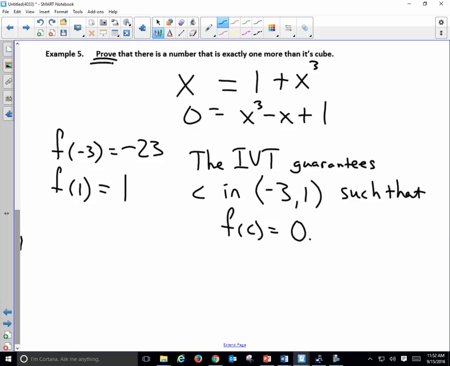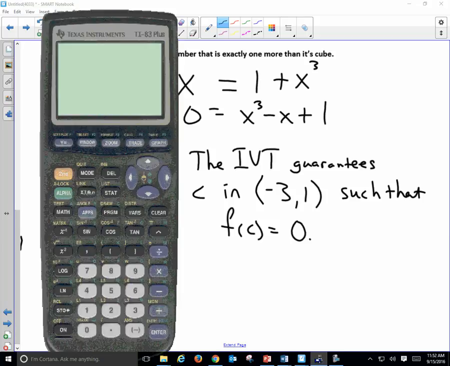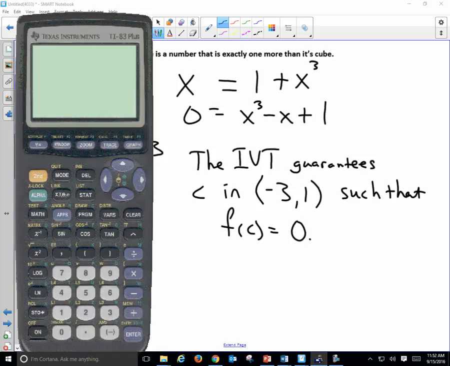Now, you still might be kind of wondering what that number is. It doesn't say to find the number. Our proof is done. We've proved it. There has to be a number. And to show you that the number exists, I'll quickly find it for you.